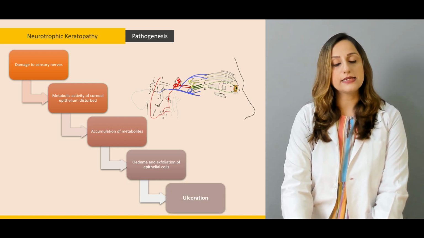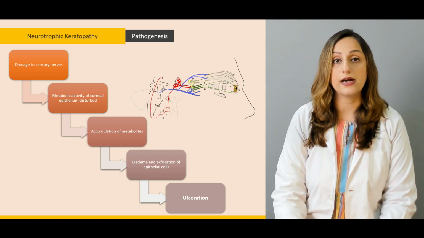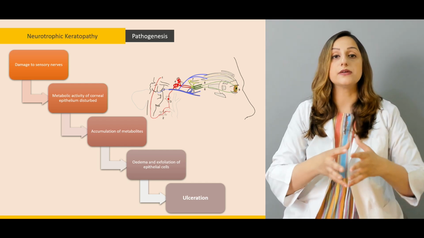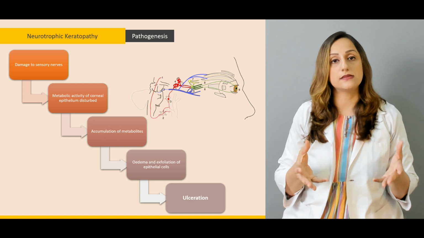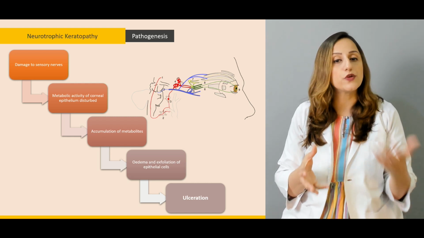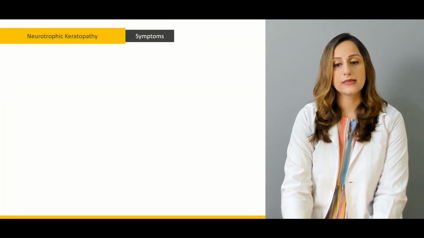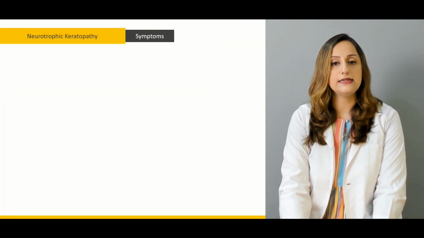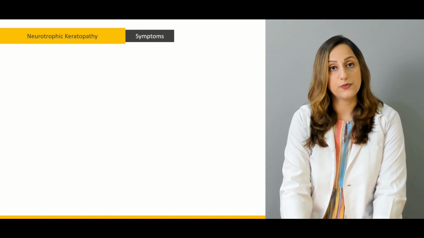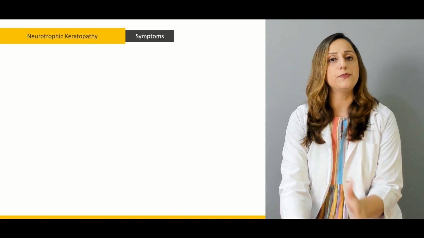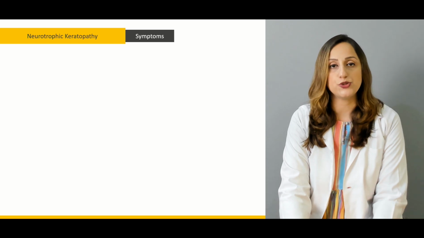So the final result is the development of ulceration that occurs at the epithelium. There is a breach in the epithelium that is the final outcome of all of these processes that are taking place. Then finally, the symptoms that the patient would come up with. What would be the typical picture that the patient would come up to you with?